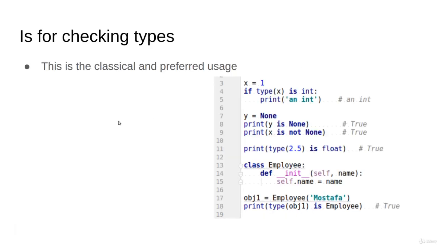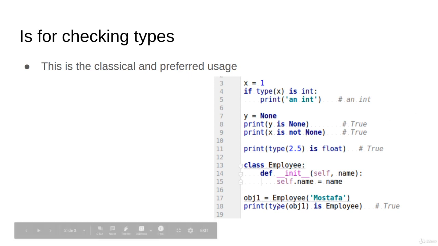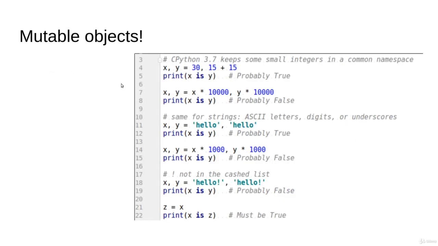The most practical usage for the is operator is actually checking the types. For example, you have here x equal 1. You can say if type of x is int. So now we are checking if these two things are really equal. You can also say, let's say y is None. So you can say is None, is not None, and so on. In a very similar way, you can say if the type of some object is Employee. This is the most practical usage for the "is" in practice, and let's see why you should stay far from anything else.